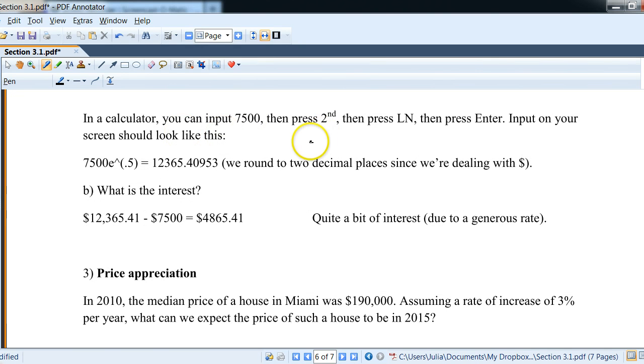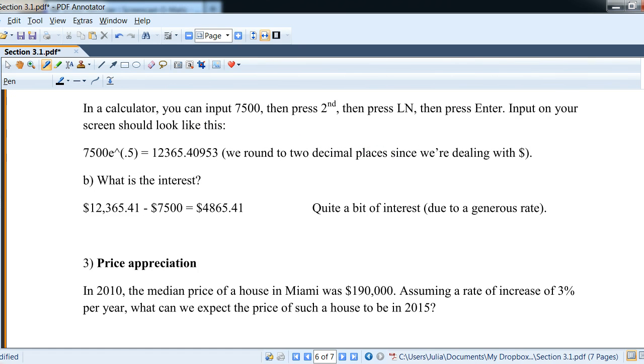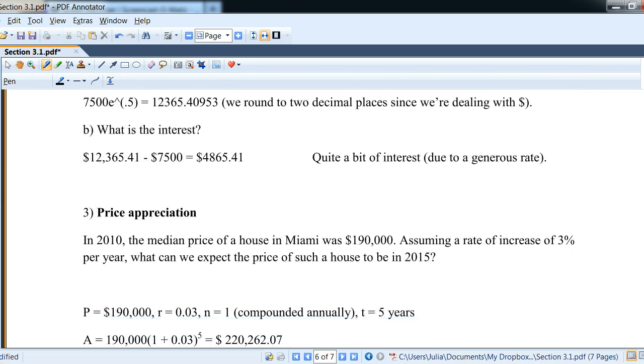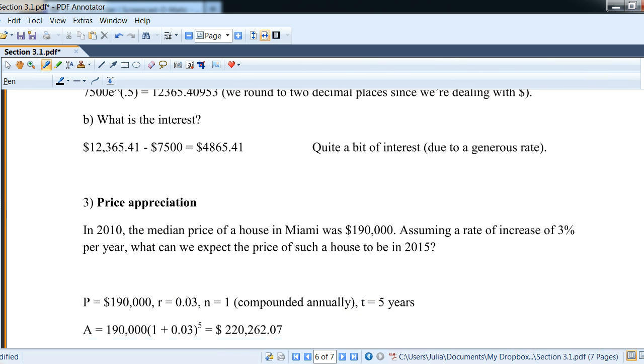The one that was kind of interesting was the price appreciation problem. What if in 2010, the median price of a house in Miami was $190,000. Assuming a rate of increase of 3% per year, what can we expect the price of such a house to be in 2015? You can take your time to think about it, but the principal is basically 190,000. Rate is 0.03. We assume it's compounded annually because it's per year. And t equals 5 years, the difference between 2015 and 2010.